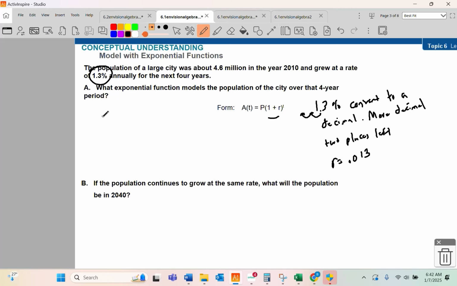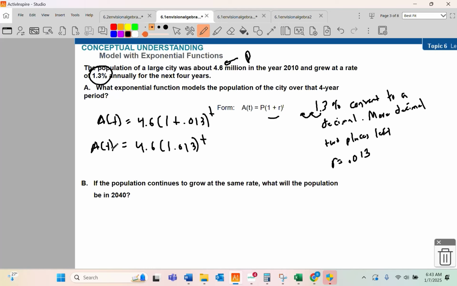And let's plug in our form. The amount after time passes is the principal, which is 4.6 million, the initial amount, times 1 plus 0.013 to some time frame. Now obviously clean this up. You can figure out what 1 plus 0.013 is. And this is the amount that this city will have after some time passes.